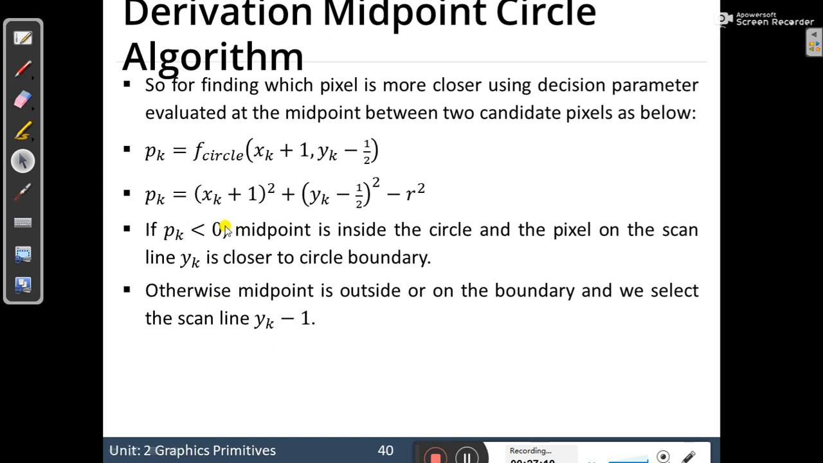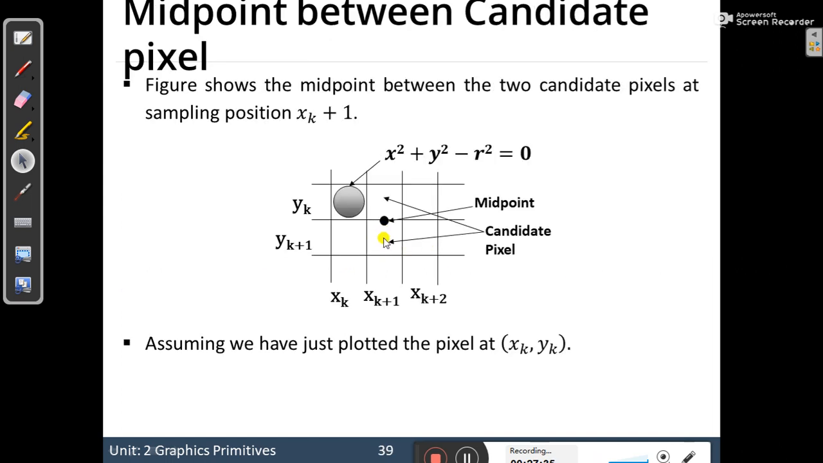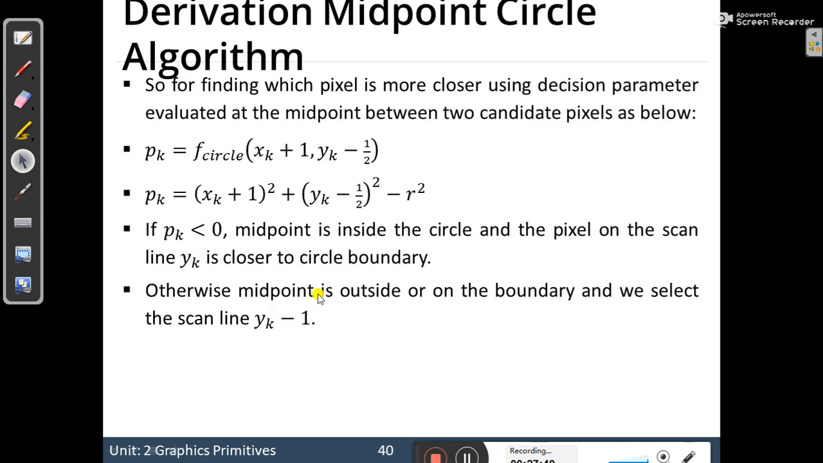So if pk is less than 0, we'll choose the yk value on the scan line, which is closer to the circular boundary. If the midpoint is outside or on the boundary, then we select the lower point. Here you can see, if it is less than 0, then we'll choose this point, or if it is greater than or equal to 0, then we'll choose this point. That is what it is saying.